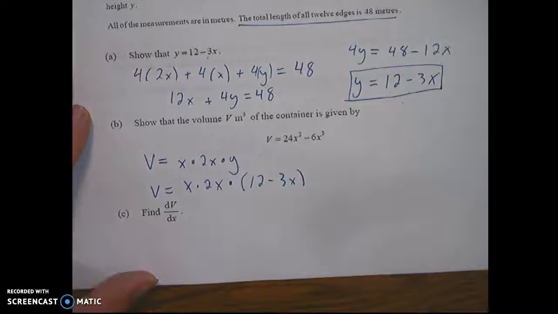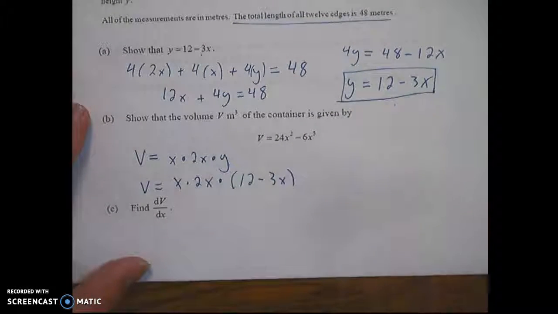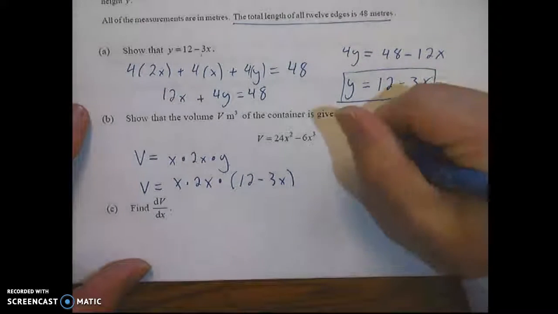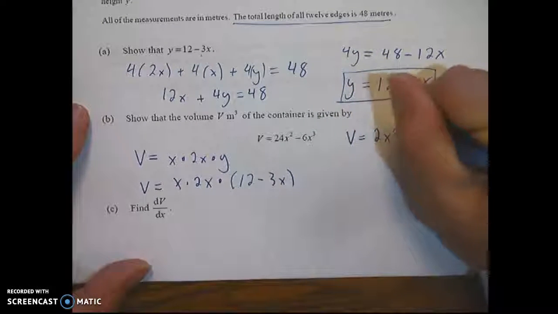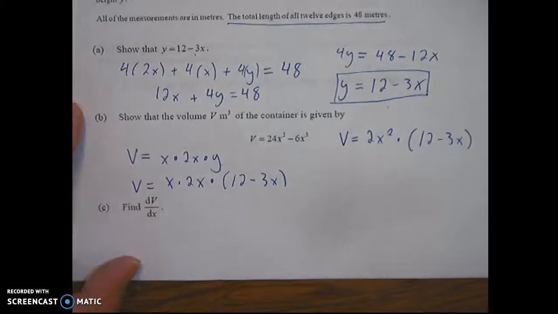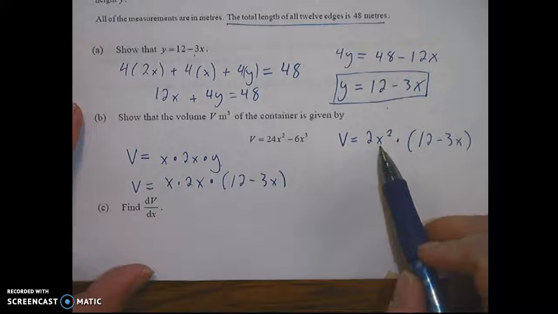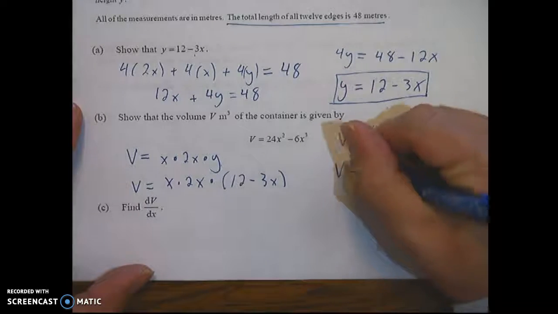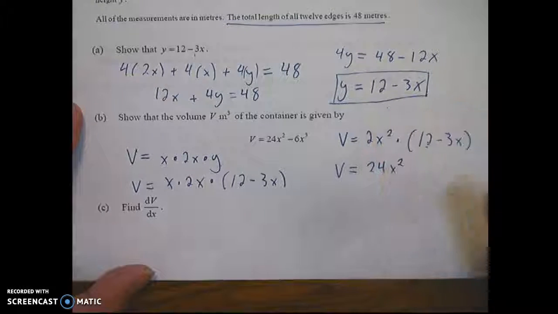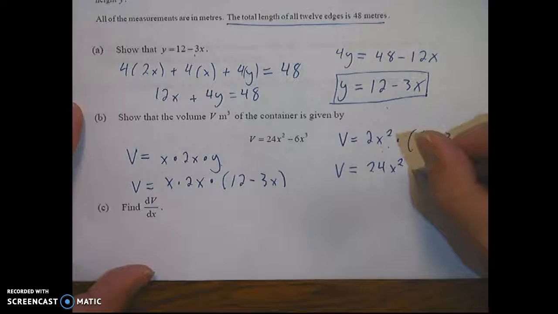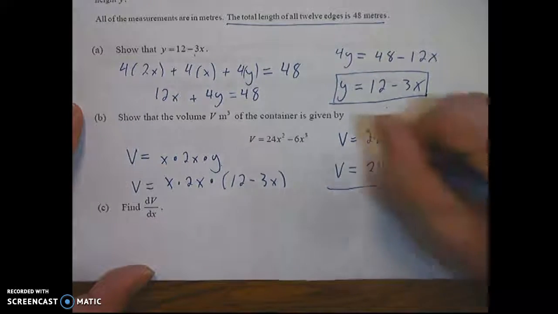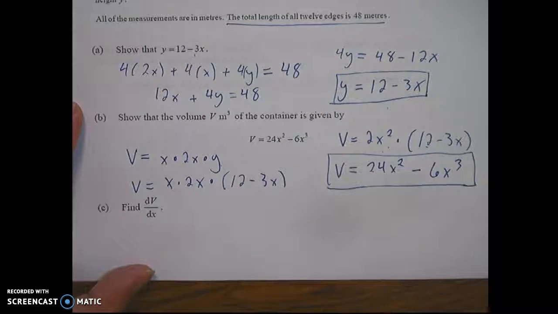And I'm just going to simplify that so that I can show that the volume is 24x squared minus 6x cubed. I'm going to multiply these together first to make that 2x squared. So volume equals 2x squared times 12 minus 3x. And then I'm going to distribute this 2x squared to both the 12 and the 3x. So 2x squared times 12 is 24x squared, and 2x squared times negative 3x is negative 6x cubed. Again, showing what I'm supposed to be showing.